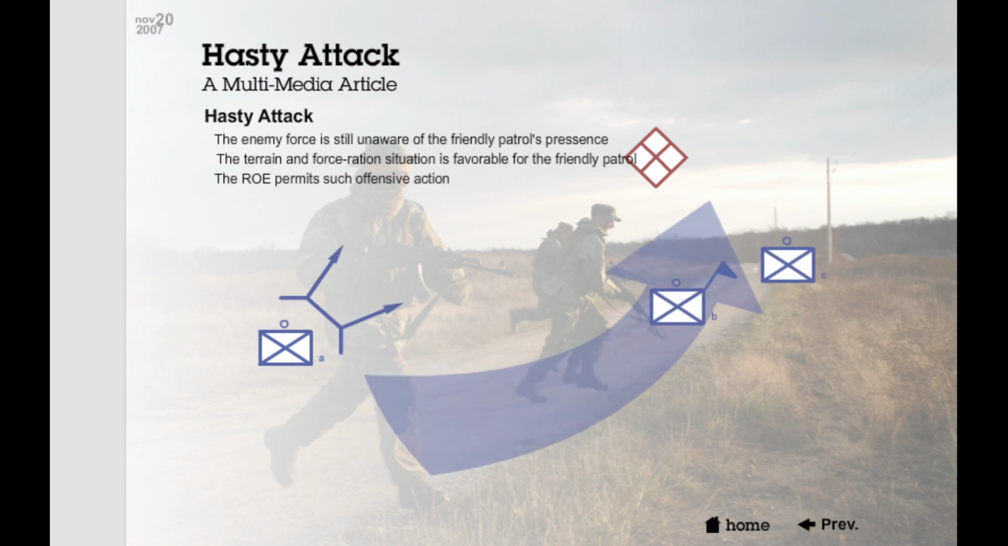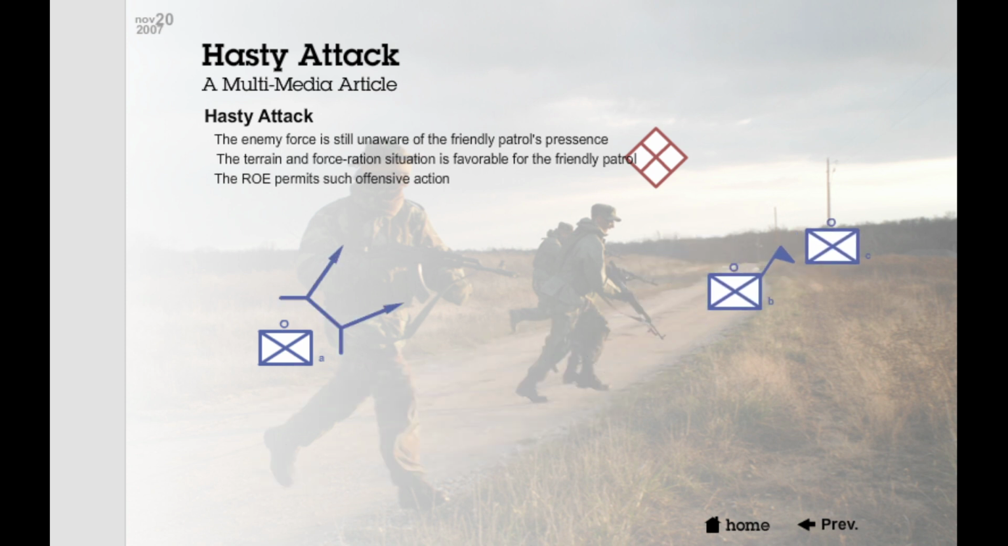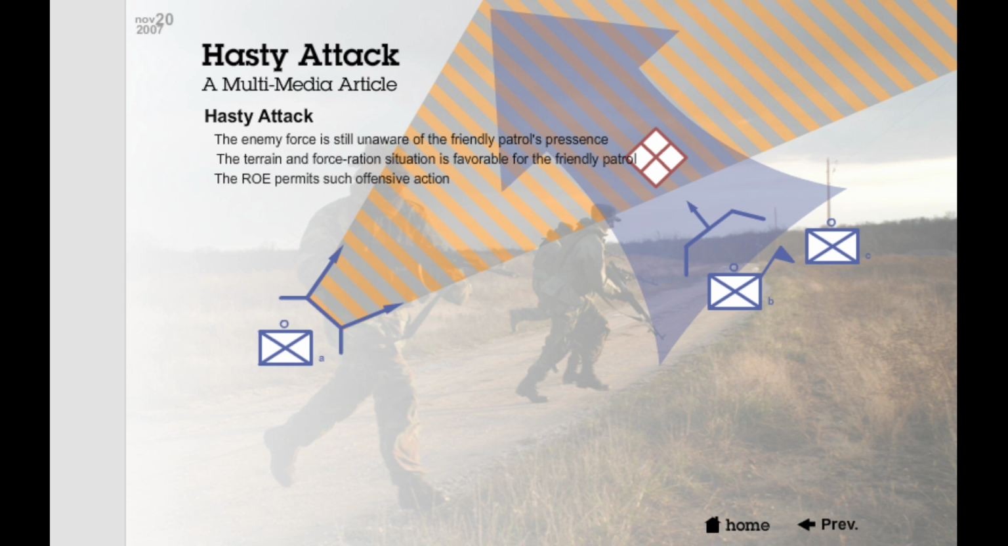The hasty attack uses the bound and Overwatch technique to stealthily position a bound element on the flank of the enemy force. Then, upon the planned signal or condition, the Overwatch element initiates a violent volley of fire. With the enemy still reeling from the shock of this violence, the bound element assaults across the objective.